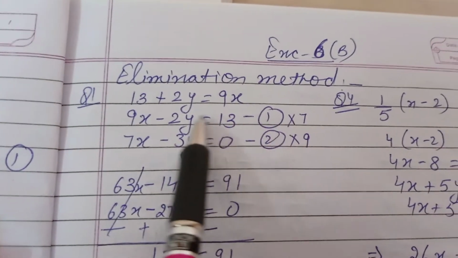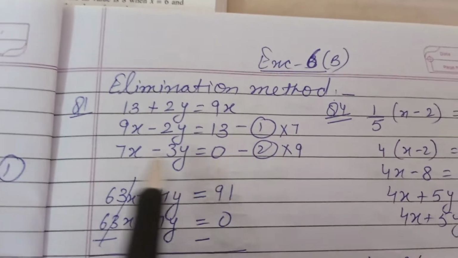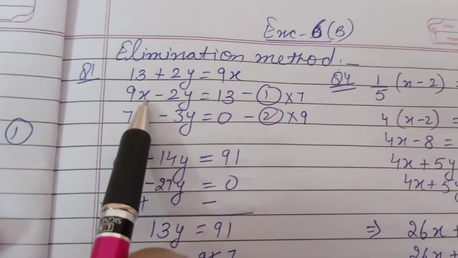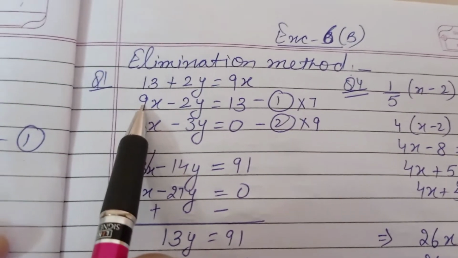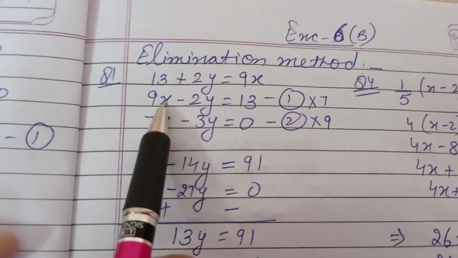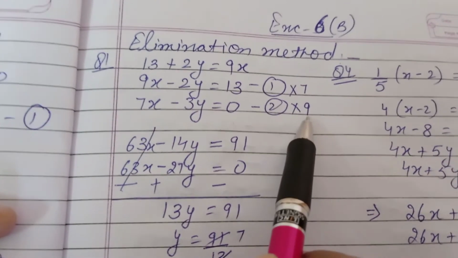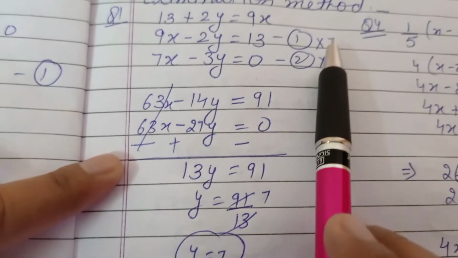7. So I'm going to multiply this first equation with 7, and the second equation we will multiply with the coefficient of x of the first equation. What is the coefficient? 9. So we'll multiply it with 9. We'll get to know why we are doing so.